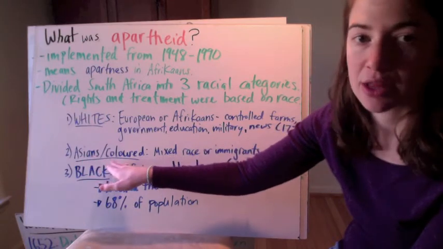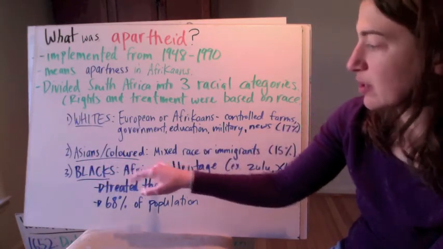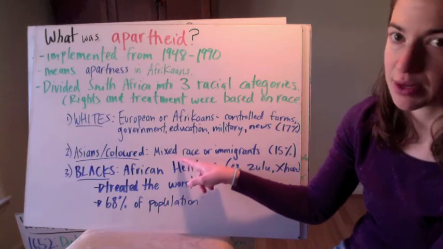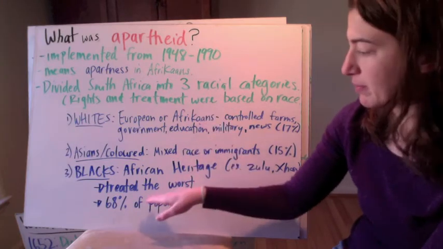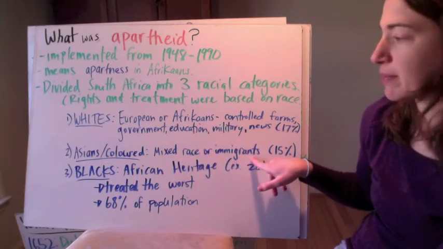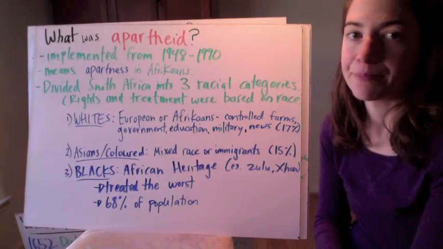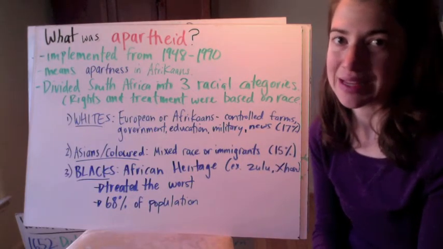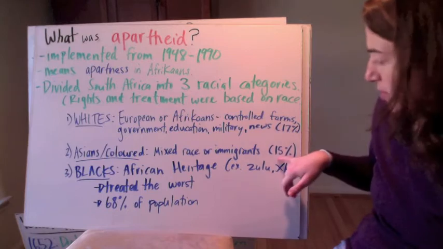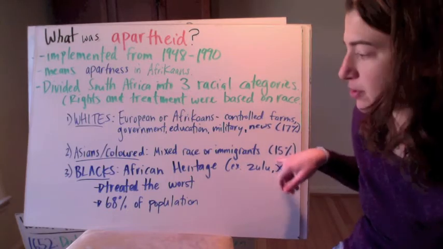Next were the Asians or coloreds. They were going to mix together. And these are anyone that was mixed race, so wasn't purely white or wasn't purely black. It was mixed race, or they were immigrants. There were a decent amount of immigrants that came from India and other Asian countries. And this was about 15% of the population during apartheid.